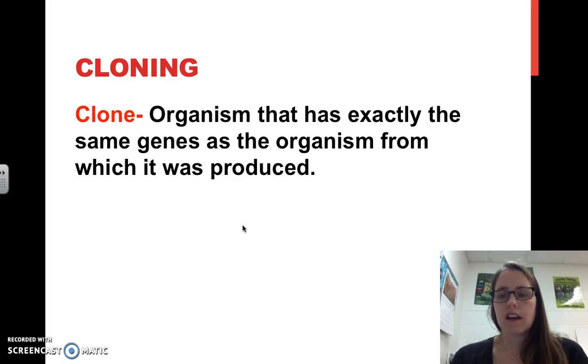Cloning, you got a little taste of this today in class, is when you take an organism and make an exact replica of the genes from which it was produced. So basically you have a mom and a child and they are genetically identical. Kind of like when cells go through mitosis, except these are full organisms, like Dolly the sheep, who was a clone of her mother.